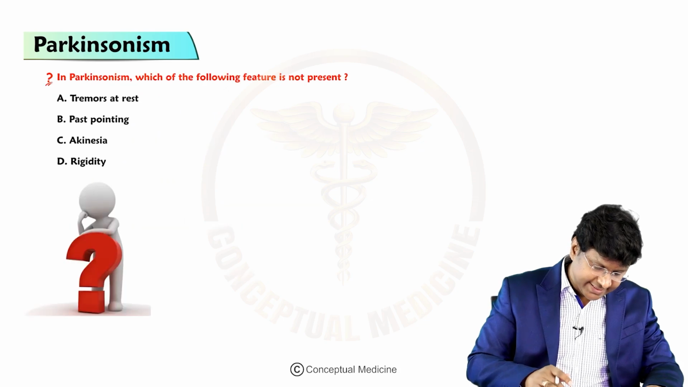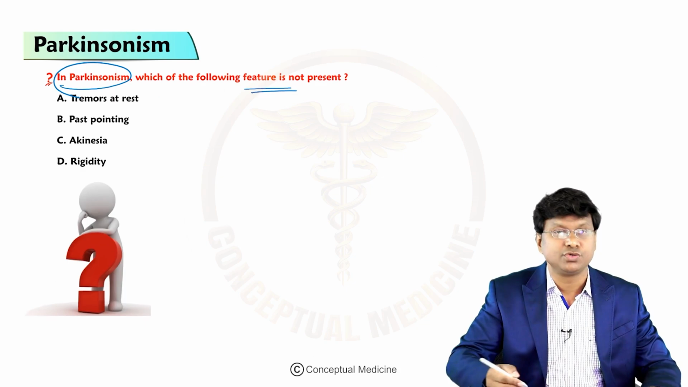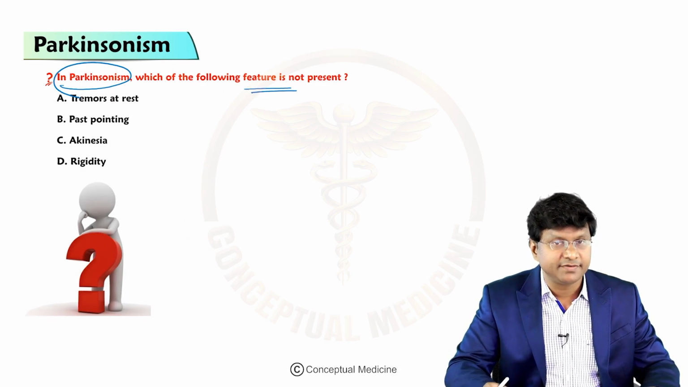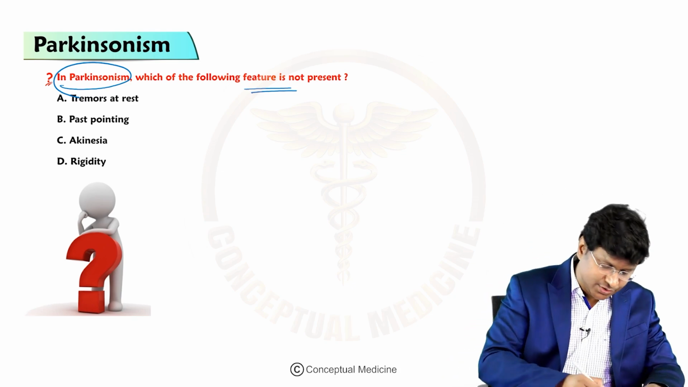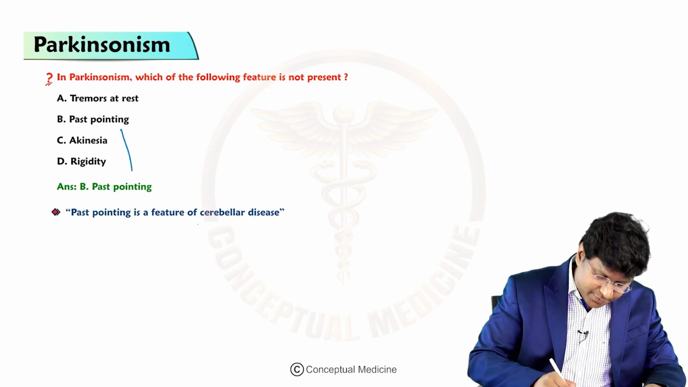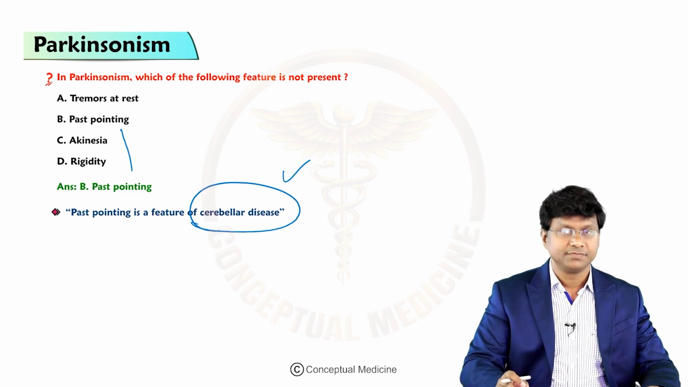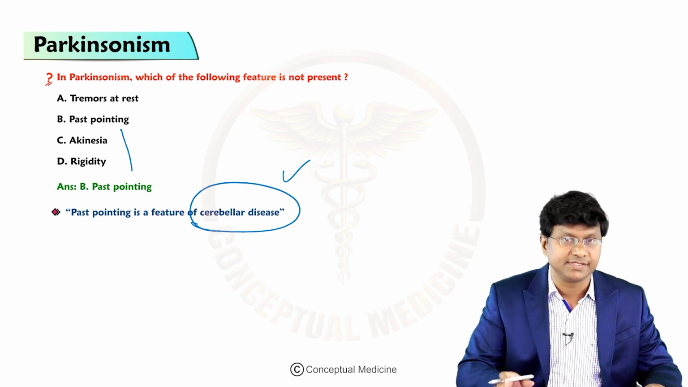Next, you see this question: in Parkinsonism, which of the following features is not present? Tremors at rest, past pointing, akinesia, rigidity. Let me tell you, the one which is not seen in patients with Parkinsonism will be the past pointing. So where do you have this past pointing? It is a feature of cerebellar disease.